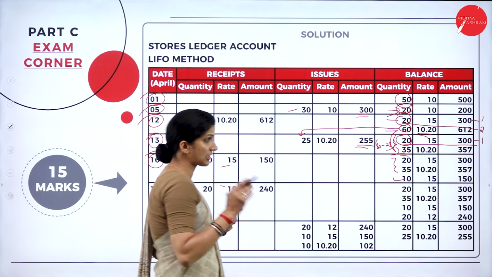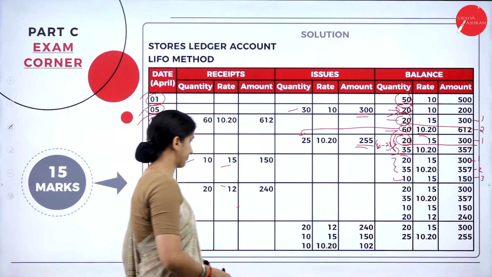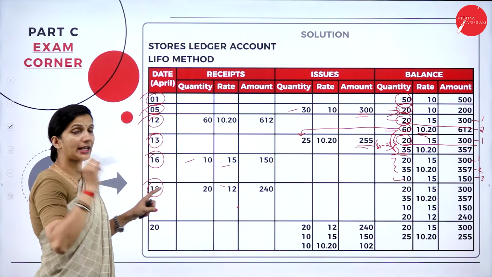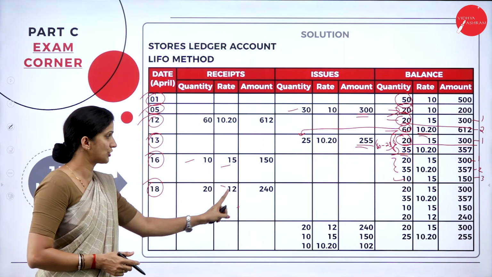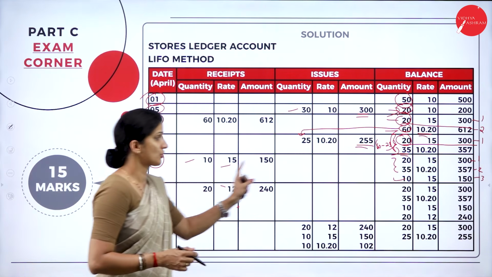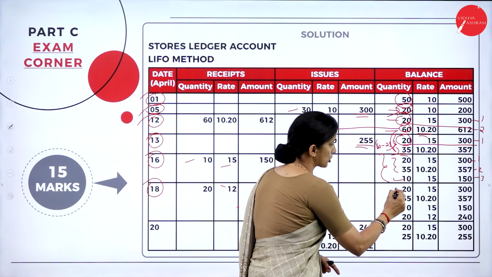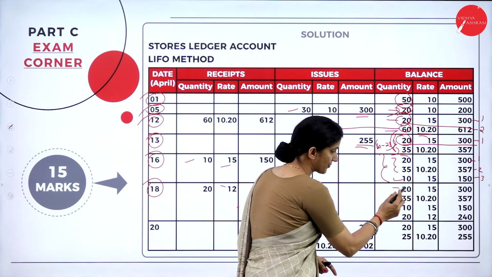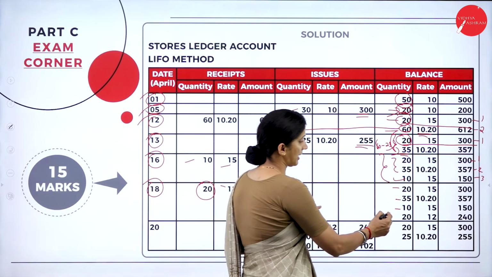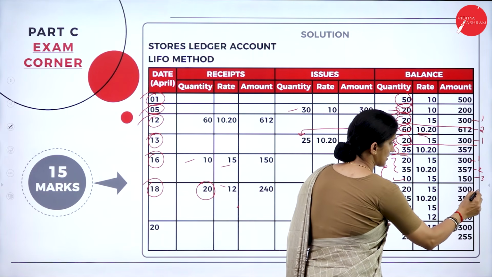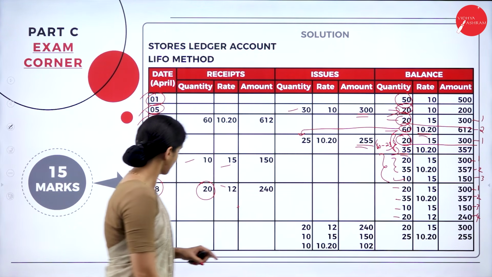So that means on 16th, we have lot 1, lot 2 and lot 3. Then on 18th, again there is a receipt of 20 units at the rate of 12. So 20 into 12, 240. So how do we write the balance? First, the previous day's 3 lots, 20, 35, 10, will be written first, and then the additional 20 received goes to the fourth lot. This is lot 1, lot 2, lot 3 and lot 4.